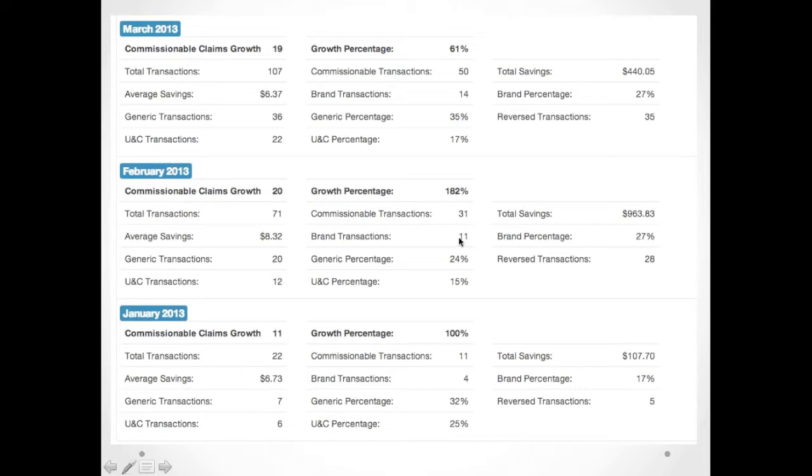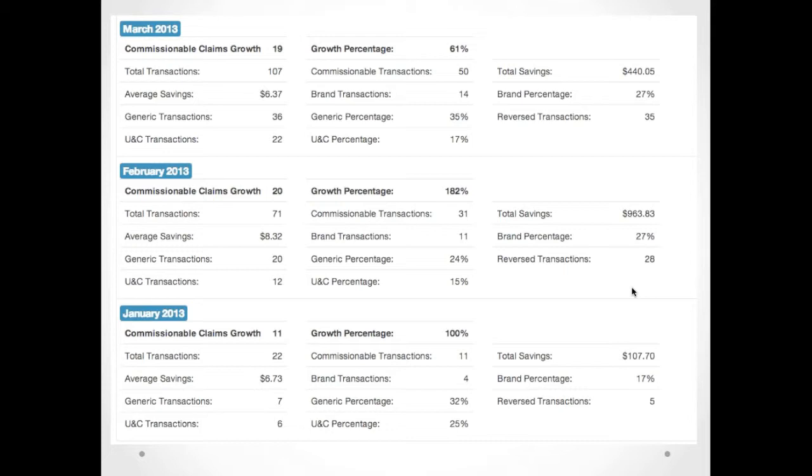Brand transactions were 11. Generic percentage was 24%. UNC percentage was 15%. And total savings was $963.83, which means this particular group that we're looking at in February 2013 saved cardholders $963.83 by using the FreeRxPlus discount card.